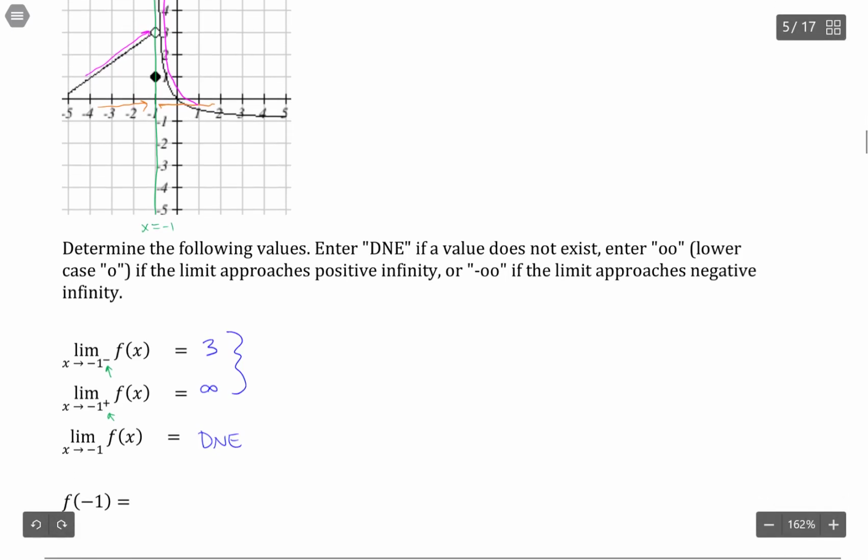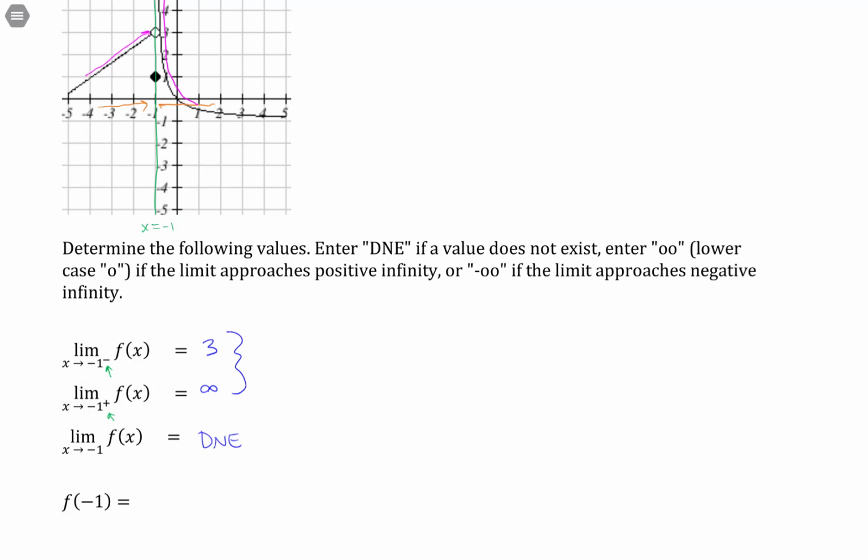Now, the last question here asks, what is f of -1? Well, f of -1 is just where the function happens to be defined at that particular point. So at -1, I have this solid circle here. That's the definition of the function. And that happens to be at +1.